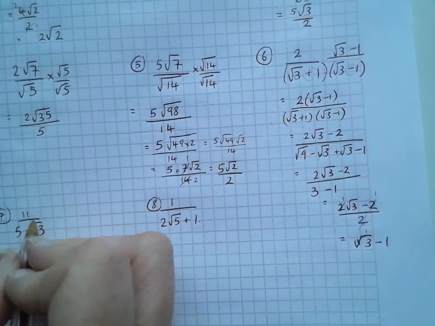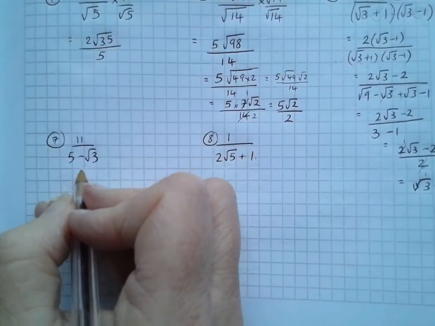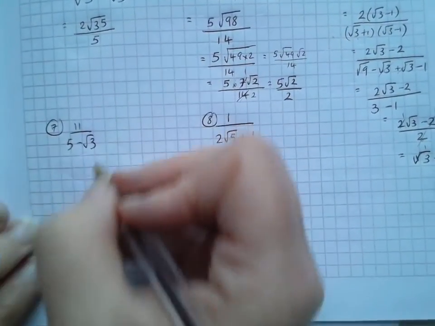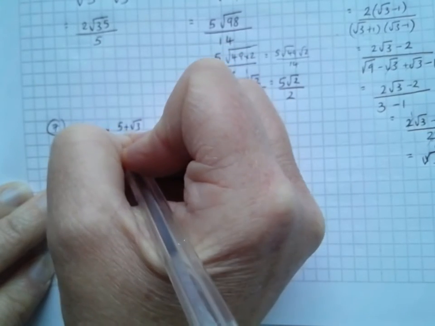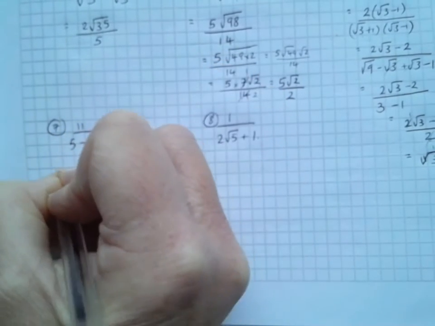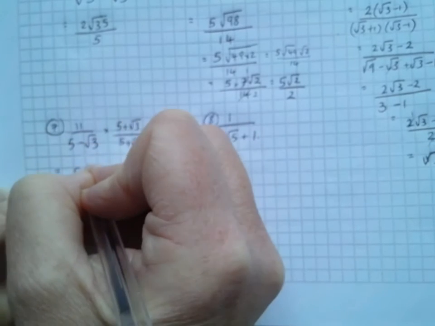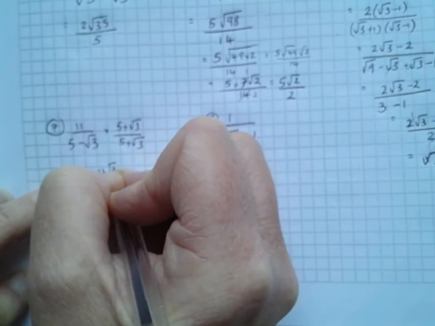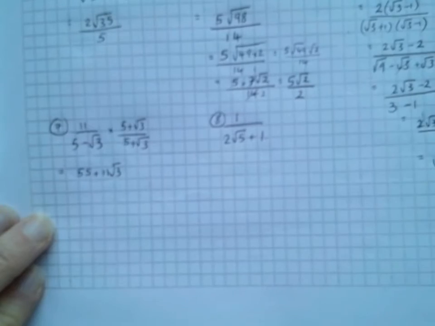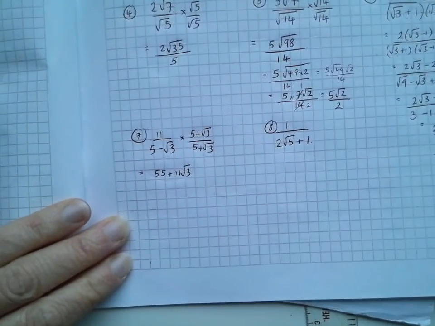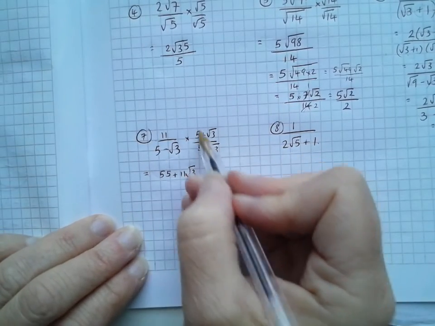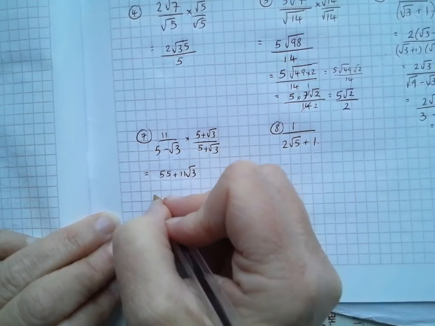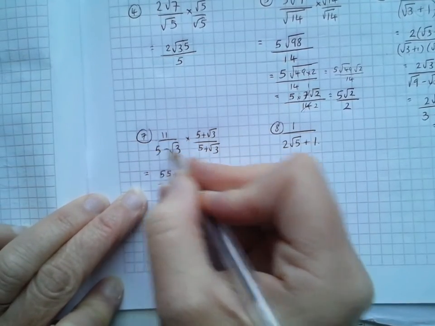Let's see, this 11 over 5 minus root 3. I'm going to multiply above and below by 5 plus root 3 over 5 plus root 3. So what will I have? 11 by 5 is 55 plus 11 root 3. Okay, sorry, it's gone out of focus. Okay, so multiplying above and below by 5 plus root 3. So on top I've got 55 plus 11 root 3. Underneath I've got 5 by 5, which is 25.